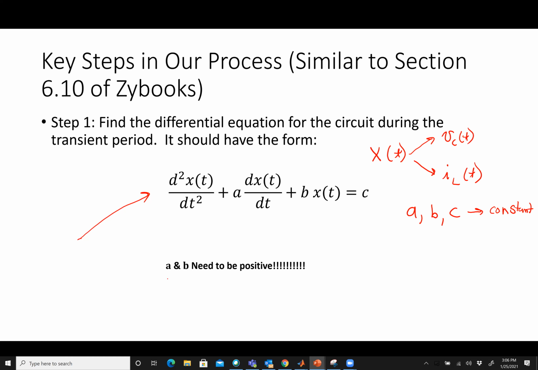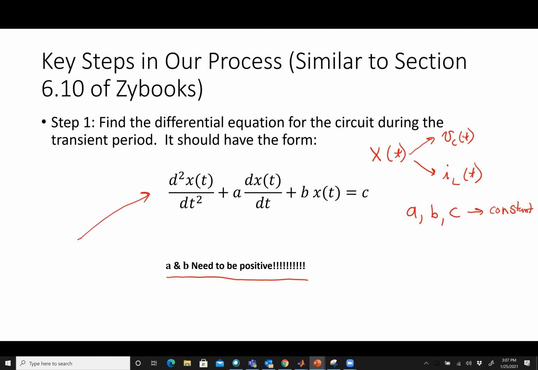Now, one thing that's really important: A and B need to be positive. If you ever get into a situation where you have negative coefficients in a differential equation, is that physically possible? If I get negatives, that means that ultimately my transient response would reach infinity, and that's not possible. If my transient response goes to infinity, that means I would need to store infinite energy on some capacitor or in some inductor. And the universe isn't too kind in that situation. The circuit will blow up before that's ever possible. So your A and B better always be positive.